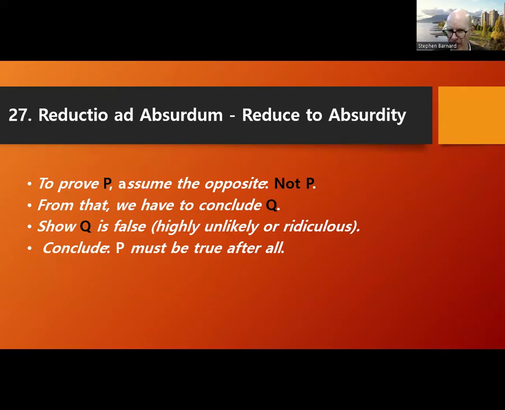If the moon landings were faked, that also means, and then you will give a list of criteria that show it's so unbelievable to say that the first one could be true that it must be false. It is so ridiculous that it must be untrue. So you've taken their argument and you've reduced it to absurdity. So we have to conclude that P must be true after all.